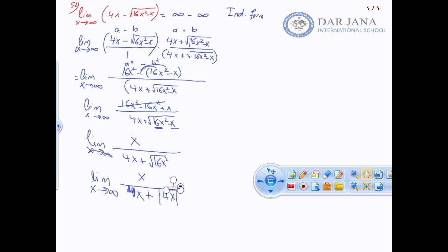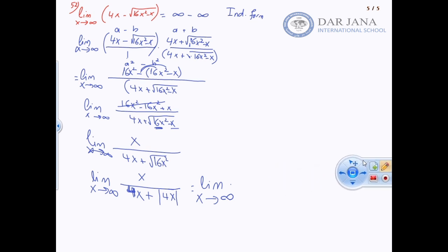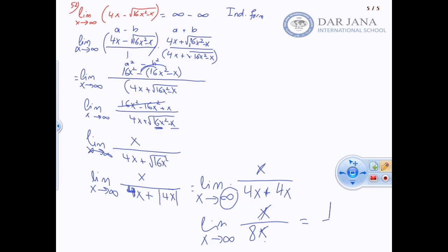It's equal to the limit as x approaches infinity of x over 4x. Here, are we going to write it as 4x or negative 4x? Yes, x is going to positive infinity, so it's positive, so we write it as 4x. Now the final answer: down it's going to be 4x plus 4x, which is 8x as x approaches infinity. x will be crossed with x, so it's 1 over 8. This is the final answer.